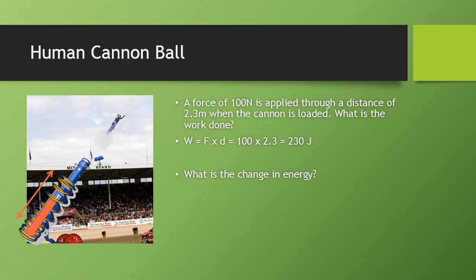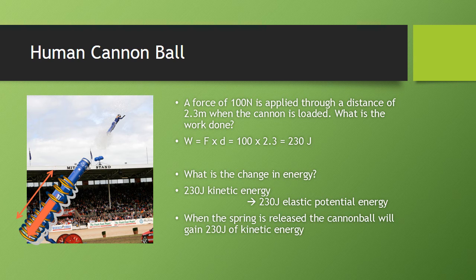So what is the change in energy? Obviously that spring starts off with no potential energy, and as it's compressed it gains elastic potential energy. And that's quite simply 230 joules. 230 joules of kinetic energy from whatever it is that's pushing that spring down is transferred to 230 joules of elastic potential energy. And then when that is released, again 230 joules of energy is transferred from the spring to the kinetic energy of the cannonball. It's the same amount of energy each time, so long as we're not losing any energy due to heat and friction.